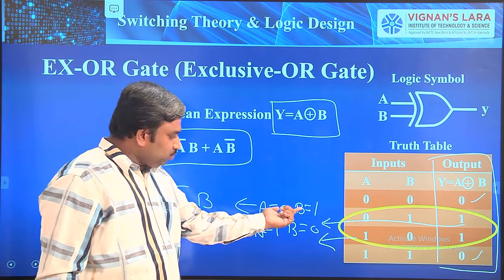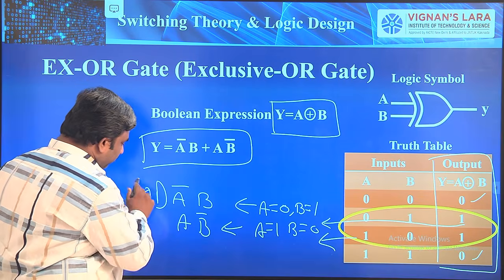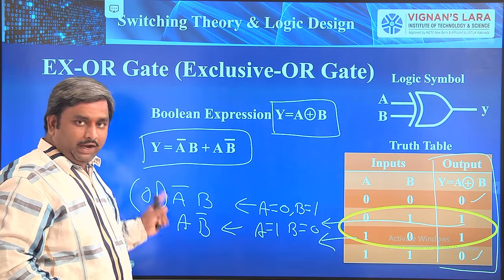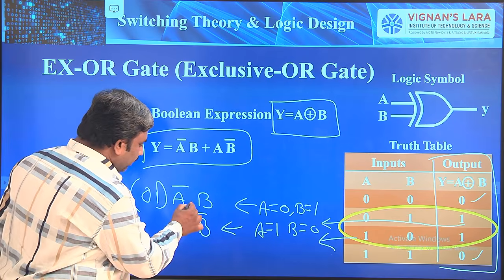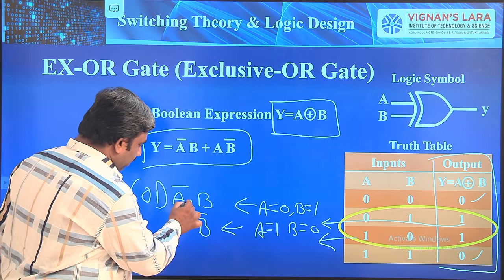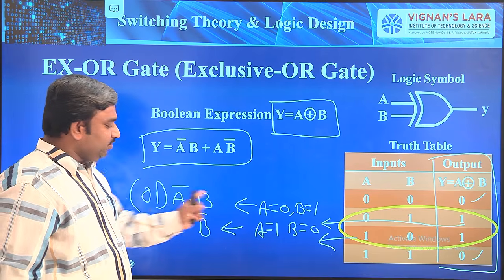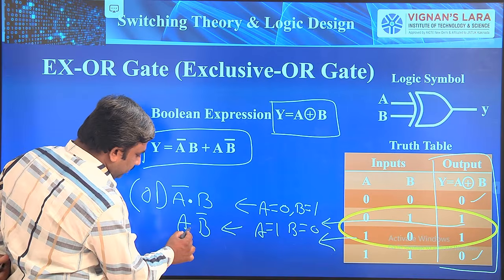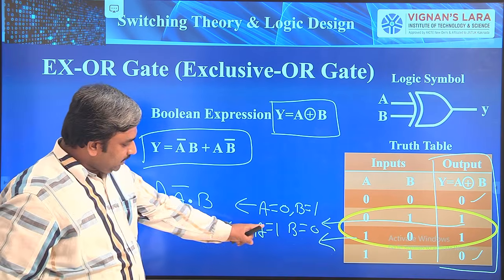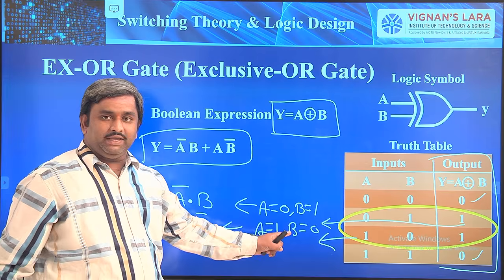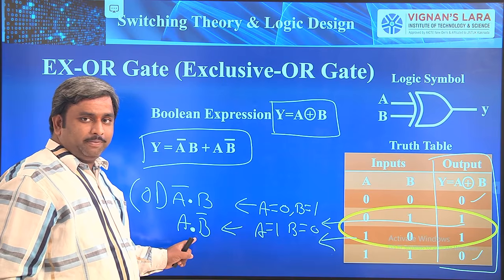This 0-1 combination is very, very important. Both inputs must be 0 and 1, which means the logical AND operation. The logical AND operation I am representing with a dot. This is A bar dot B, the first combination. The second combination is A dot B bar. Why have I written A dot B bar? Because A is equal to 1 and B is equal to 0. B is in the 0 condition, that is, in the complemented form, so I have represented B bar.